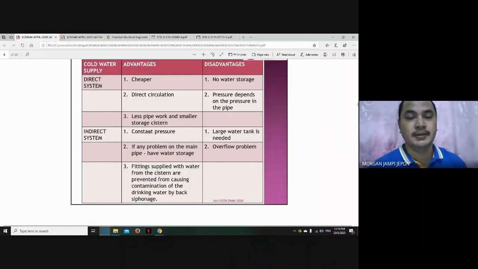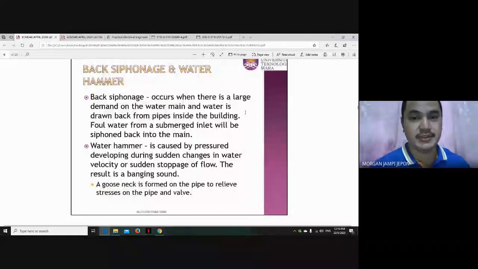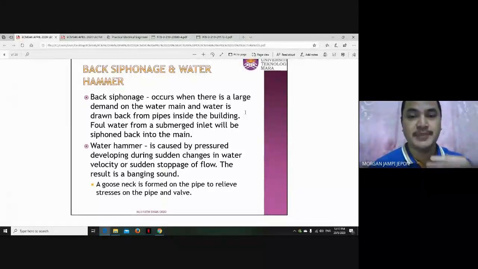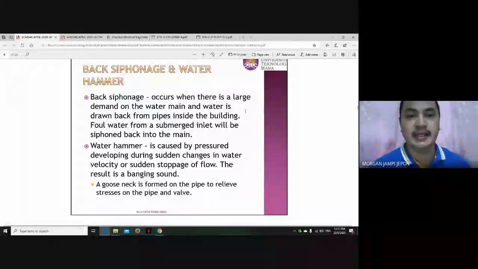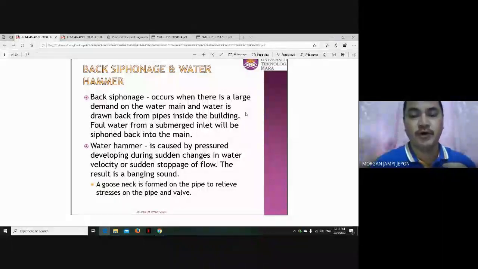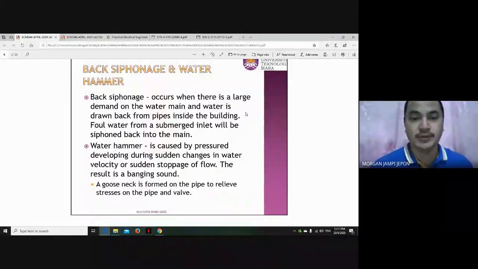All right. Let's take a look at back siphonage and water hammer. So back siphonage occurs when there is a large demand on the water main and water is drawn back from pipes inside the building. Foul water from the submerged inlet will be siphoned back into the main, meaning that back siphonage is sucking water from our house into the water main because of the large demand. All right, so that is siphonage. There's a way to stop that. We will touch on that later.